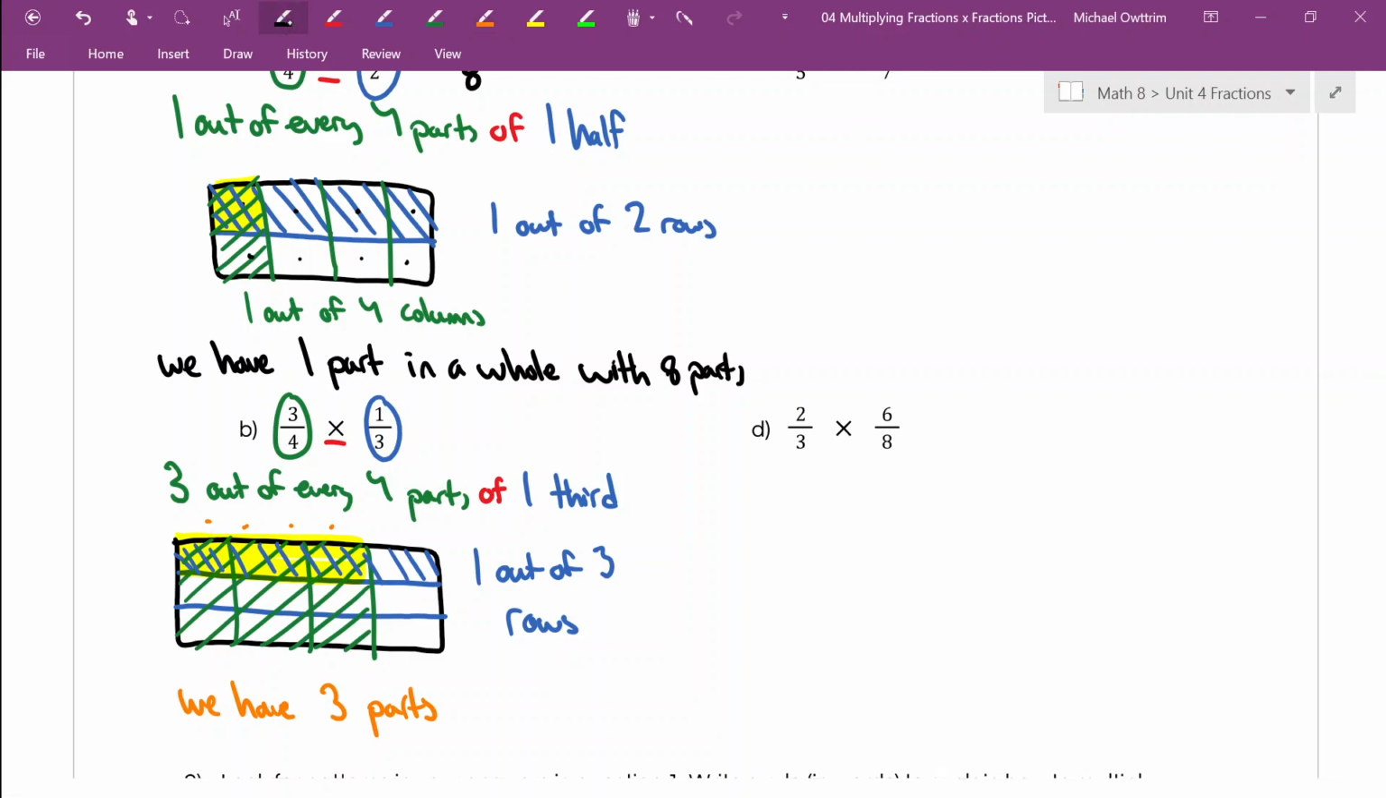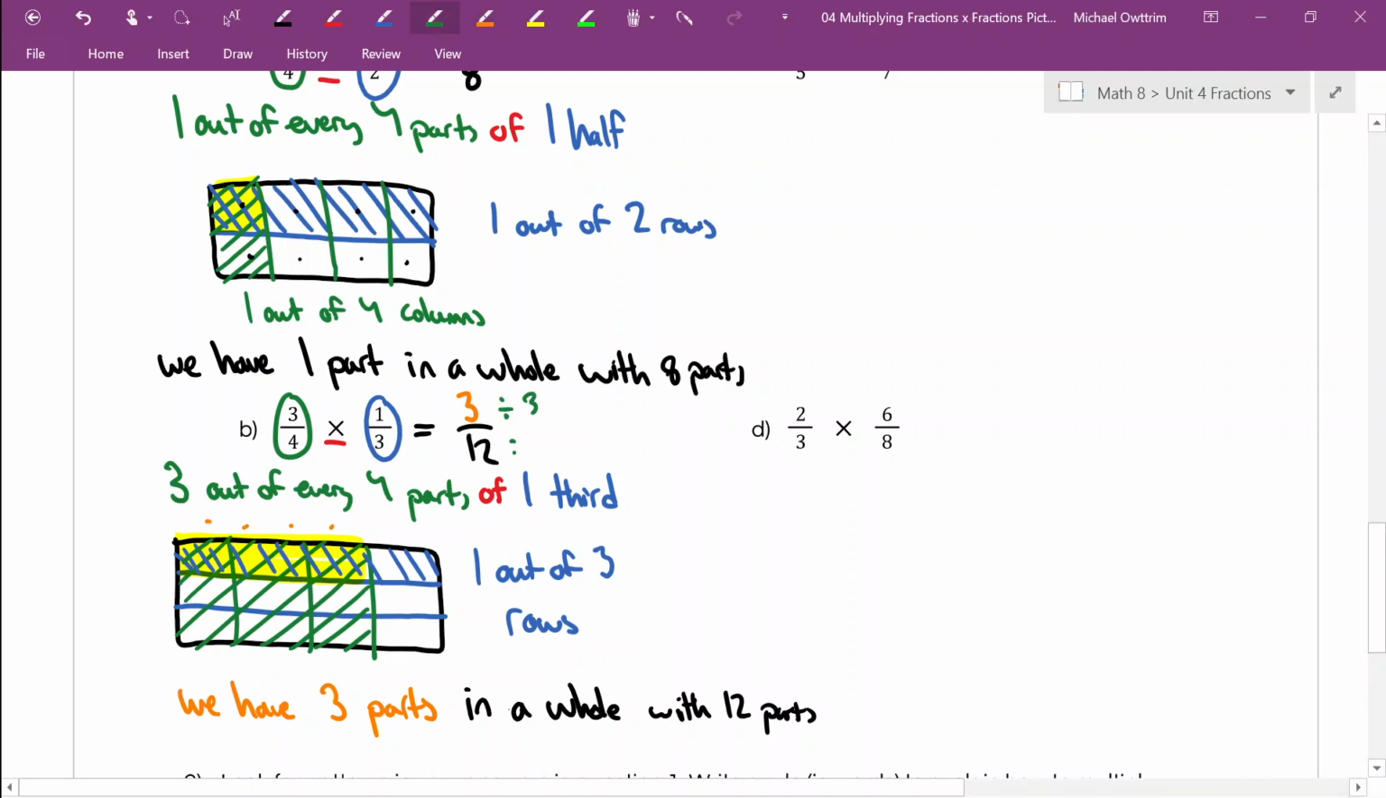And in this whole, it's a 4x3 rectangle, so that'll be 12 parts total. And so I can conclude that my product is 3 out of 12. Of course, we can simplify that product into 1/4.